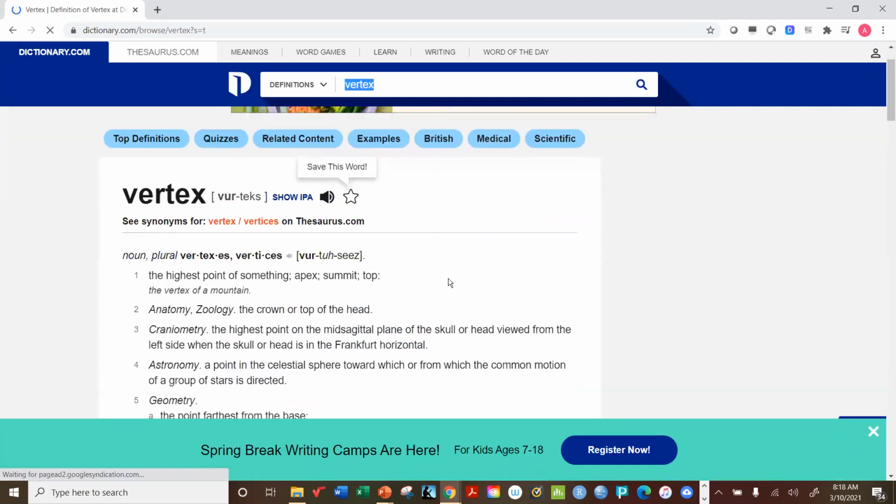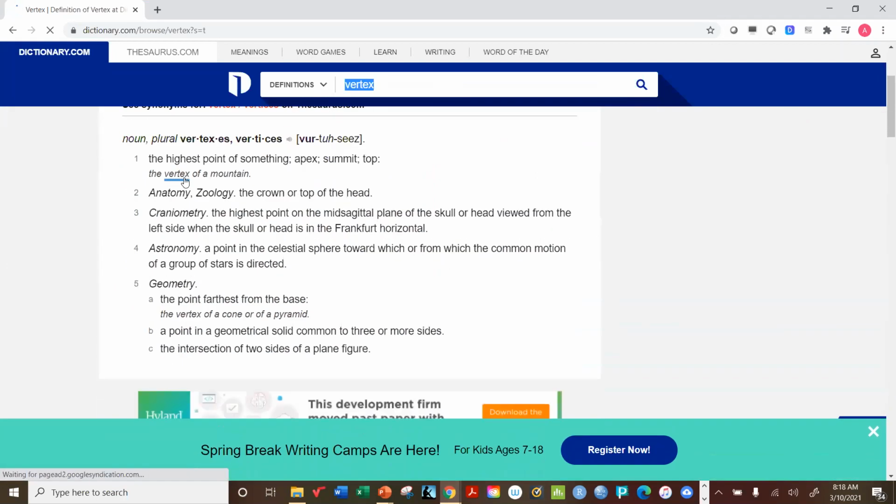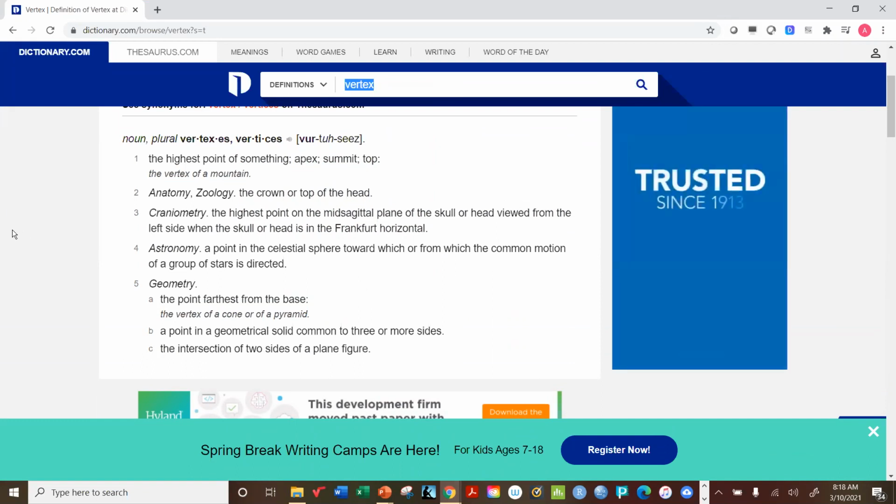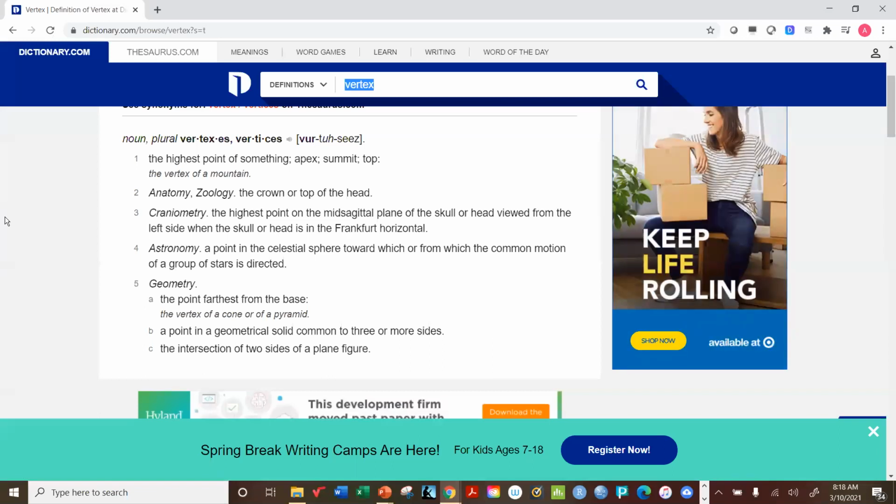Okay, oh, it does say, all right, one of the top definitions is the highest point of something, the apex, summit, top, the vertex of a mountain. How do you like that? Well, now we know where this word comes from. Now, like I said, just about every English word has many different meanings, many of which have absolutely nothing to do with each other.